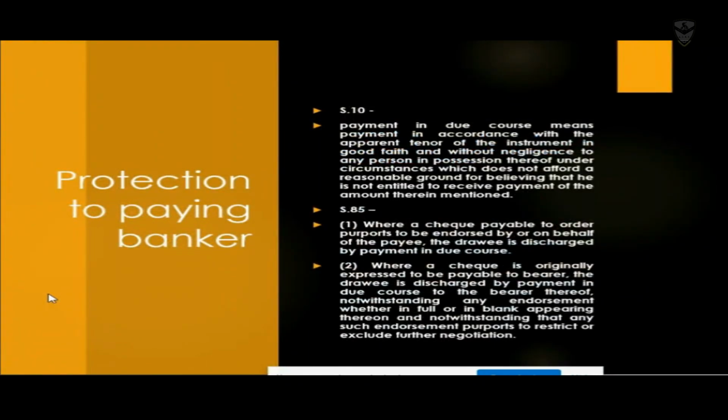Then what are the protections to a banker when they are doing transactions on the basis of the check? Section 10 says that payment in due course means payment in accordance with the apparent tenor of the instrument in good faith and without negligence to any person in possession thereof under circumstances which do not afford a reasonable ground for believing that he is not entitled to receive payment of the amount therein mentioned. So when a check is in order, the bank is supposed to make the payment in due course. Payment in due course means payment in accordance with the apparent tenor of the instrument in good faith and without negligence to any person.